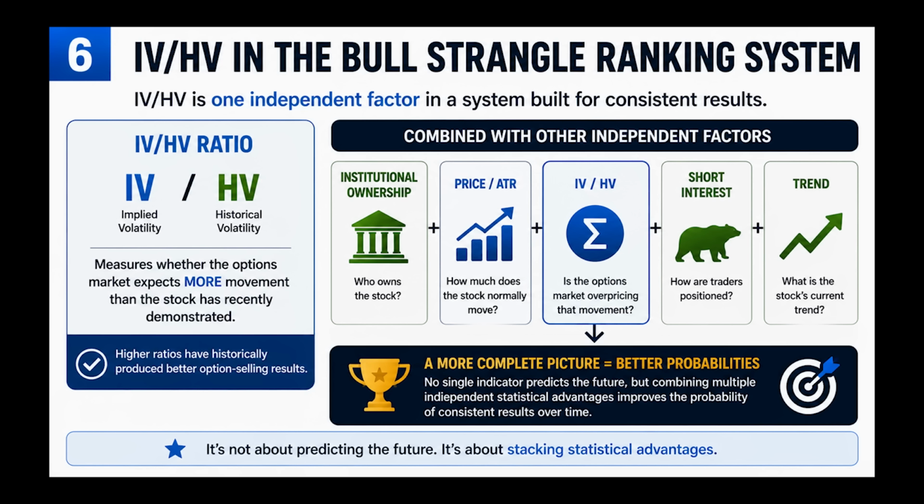Like every factor in the Bull Strangle ranking system, IV by HV isn't used by itself. It's combined with institutional ownership, stock price, the price divided by ATR, or the average true range, short interest, and trend. Each metric contributes a small independent advantage. Together, they improve the probability of selecting stocks that are better suited for consistent option income.